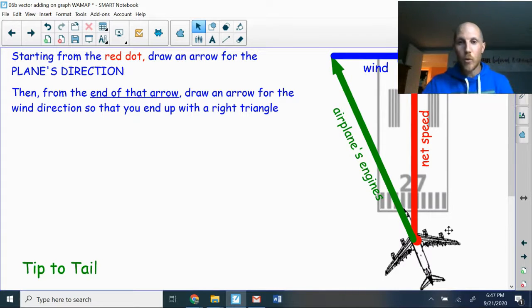So you point off, the wind blows you back onto course, and the path of the airplane is straight up the runway.